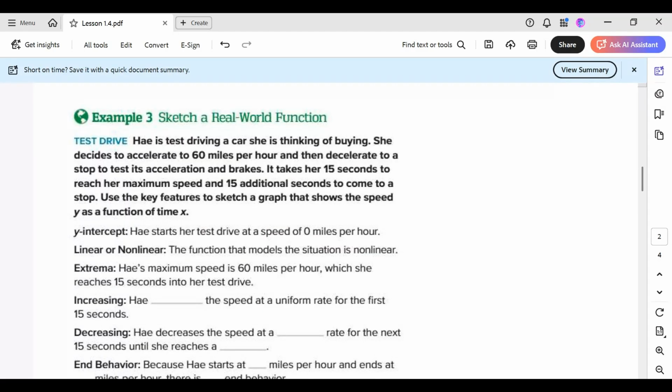In example 3, they want us to sketch a real-world function. So, Hay is test driving a car that she's thinking of buying. She decides to accelerate to 60 miles per hour and then decelerate to a stop to test its acceleration and brakes. It takes her 15 seconds to reach her maximum speed and 15 additional seconds to come to a stop. Use the key features to sketch a graph that shows the speed y as a function of time x.